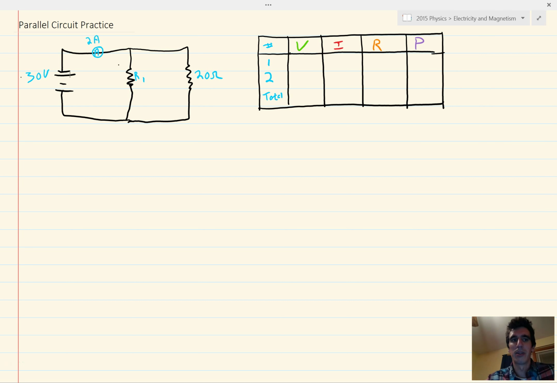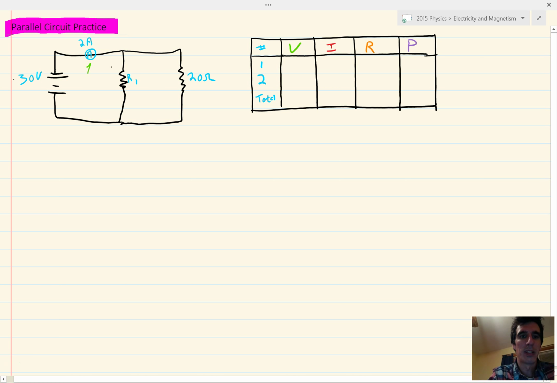In this lesson, we're going to look at parallel circuit practice problems. And just like the previous one, we're only going to look at one. In this case, you've got a parallel circuit with two resistors, R1 and R2, which is 20 ohms. And notice you have an ammeter right at the beginning of the circuit. Based on the placement of this ammeter, it's measuring the total current.